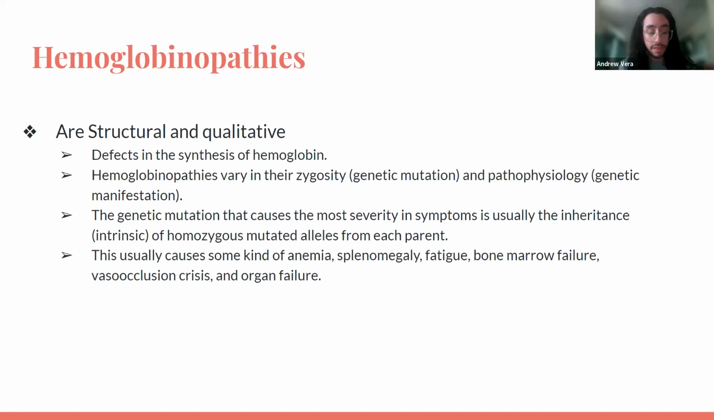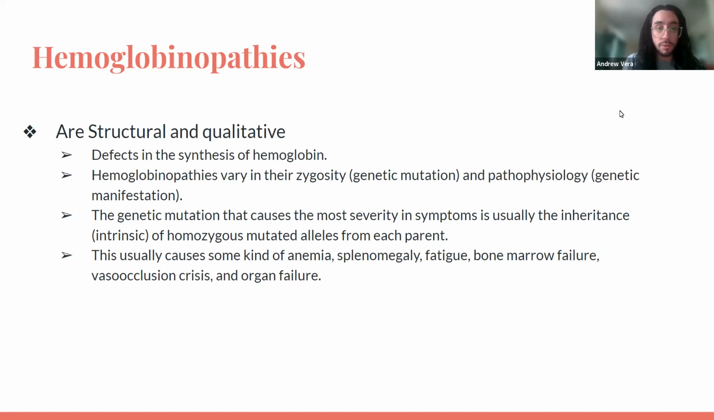So hemoglobinopathies vary in their zygosity, so genetic mutation, and pathophysiology, genetic manifestation. The genetic mutation that causes the most severity and symptoms is usually the inheritance of homozygous mutated alleles from each parent, so it's intrinsic. This causes some kind of anemia, splenomegaly, fatigue, bone marrow failure, vaso-occlusion crisis, and organ failure.